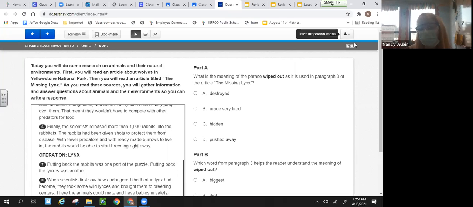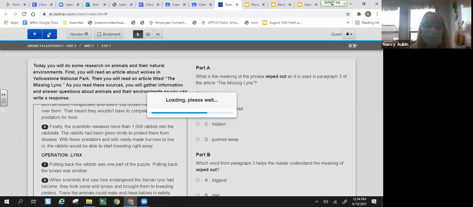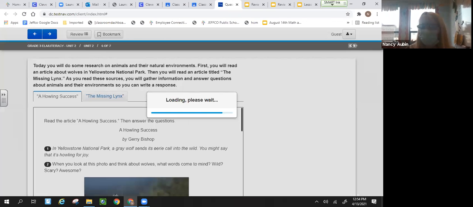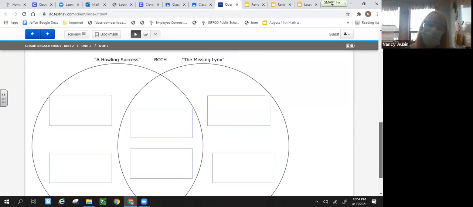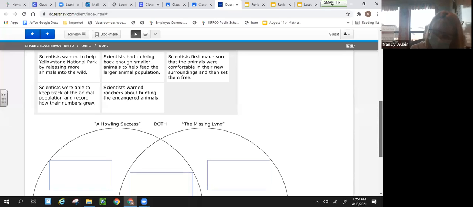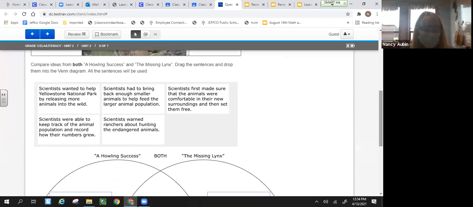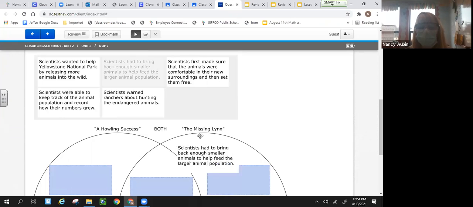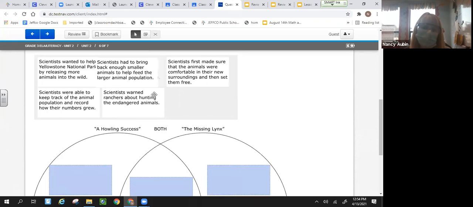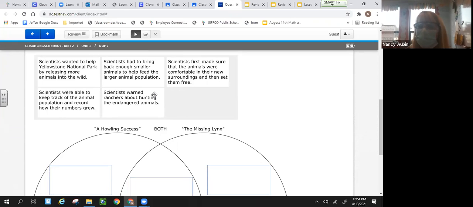You only had part A and part B, and then you had to do the Venn diagram where you compared a howling success to the missing links. It asked you to drag the sentence and put it either under a howling success, under the missing links, if it related to that, or under both. So some of you needed more time.